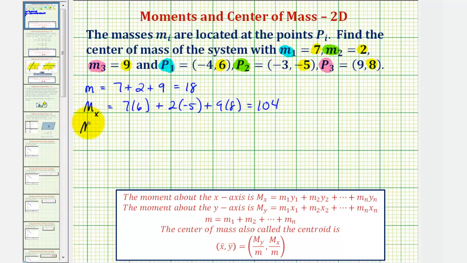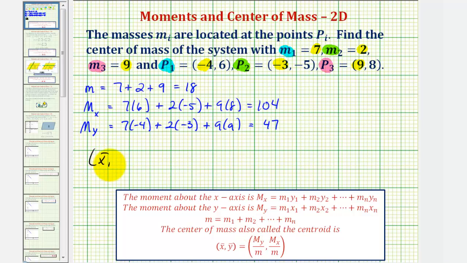And now we'll find the moment about the y-axis. So now we'll find the sum of the products of the masses and the x-coordinates. So we'll have 7 times negative 4, 2 times negative 3, and 9 times 9. So once again, 7 times negative 4 plus 2 times negative 3 plus 9 times 9. So we have negative 28 plus negative 6 plus 81, which equals 47. Now we have all the information we need to find the center of mass.